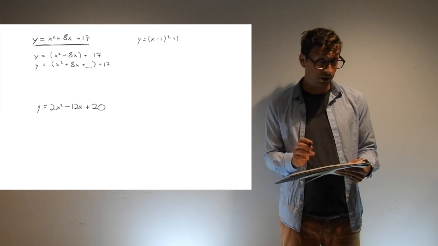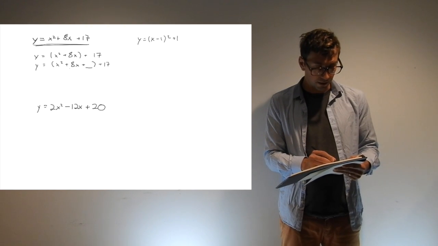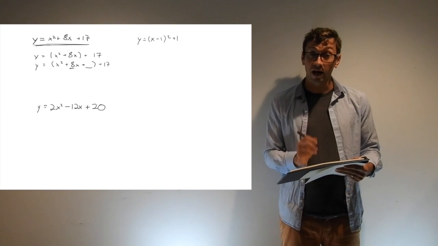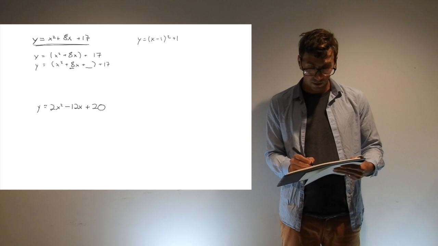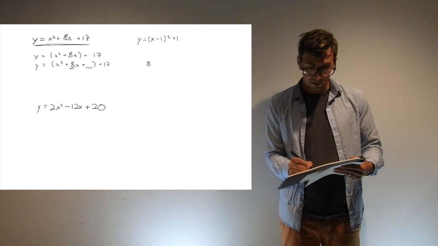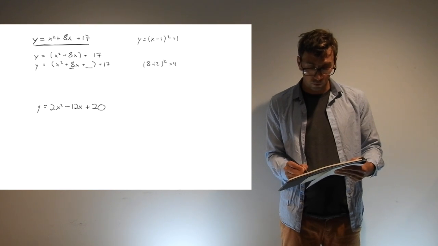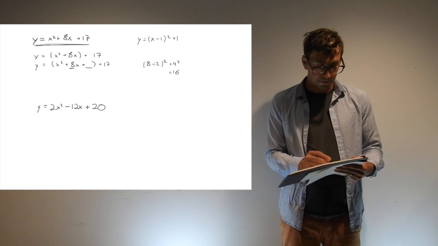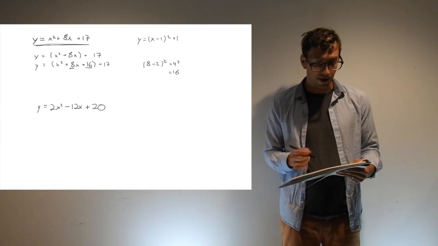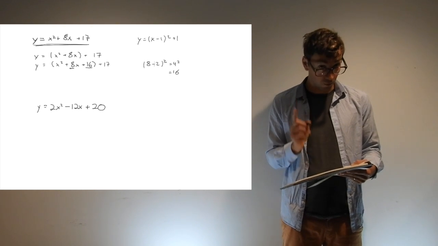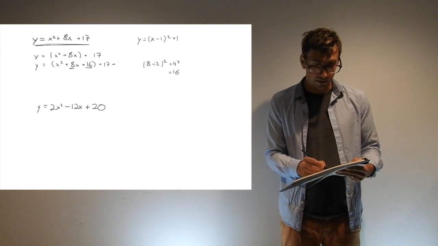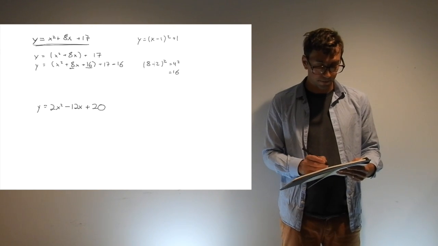And I need to pick a special number, and the number is this middle number divided by 2, squared. So it's 8 divided by 2, squared. So that's 4 squared, and that's 16. So the 16 is the magic number I add there. I'll tell you why in a second. But first, if I add 16, I also need to subtract 16.